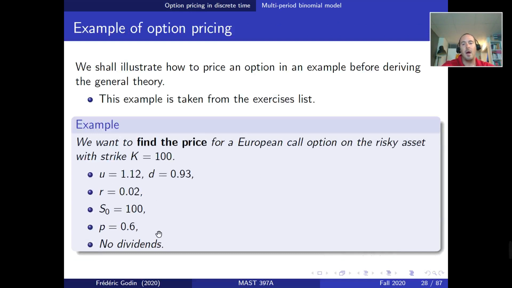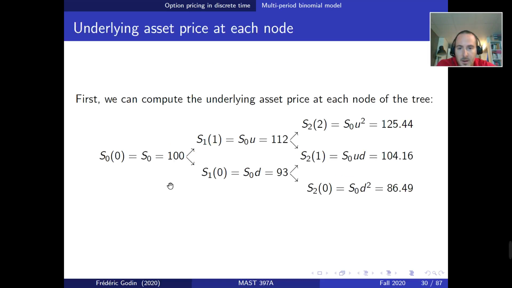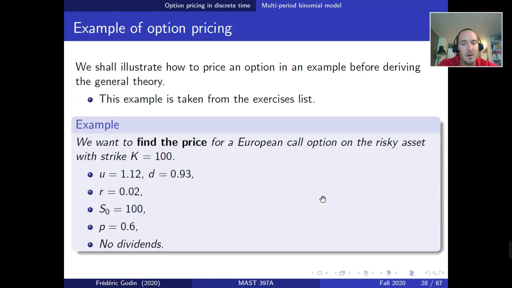So here are the parameters for our problem. And I realize I forgot to put one here, which is the maturity of the option. We're going to use a 2-period example, so capital T should be equal to 2. So we have 2 time periods here, and the option expires at the end of the second period. I forgot to put it here, but you should add capital T equal to 2.